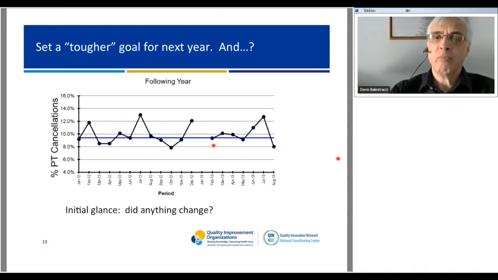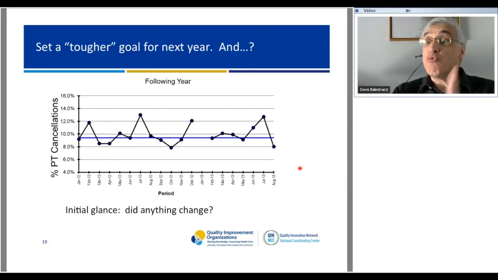There it is. What do you notice? Do you see any changes during this almost 2-year period? Well, do you see 6 successive increases, decreases? No. Do you see 8 in a row above the median, below the median? No. So she set a tougher goal and continued to perform to what she was perfectly designed to get.